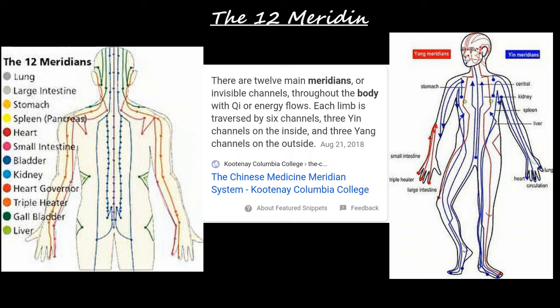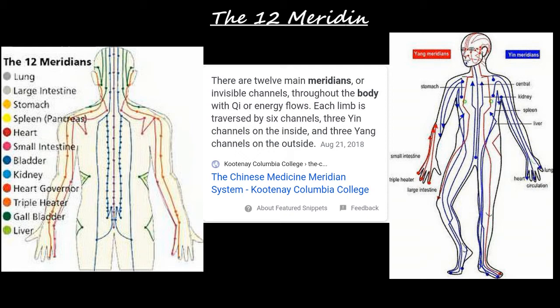Now, the 12 Meridian are six channels, six invisible channels throughout the body with energy flows. It's the lungs, the large intestine, the stomach, the spleen/pancreas, heart, small intestine, bladder, kidney, heart governor, the triple heater, gallbladder, and liver. Now, these six channels are separated into two groups of yin and yang.